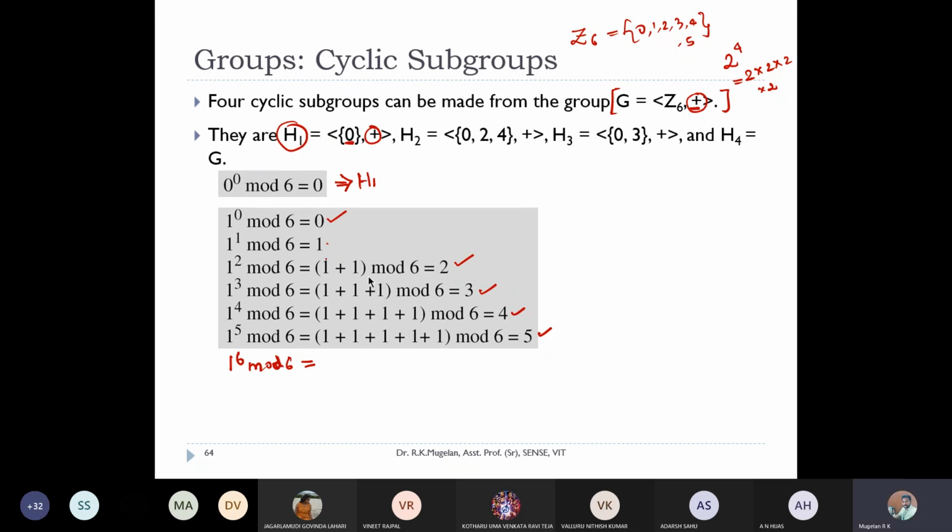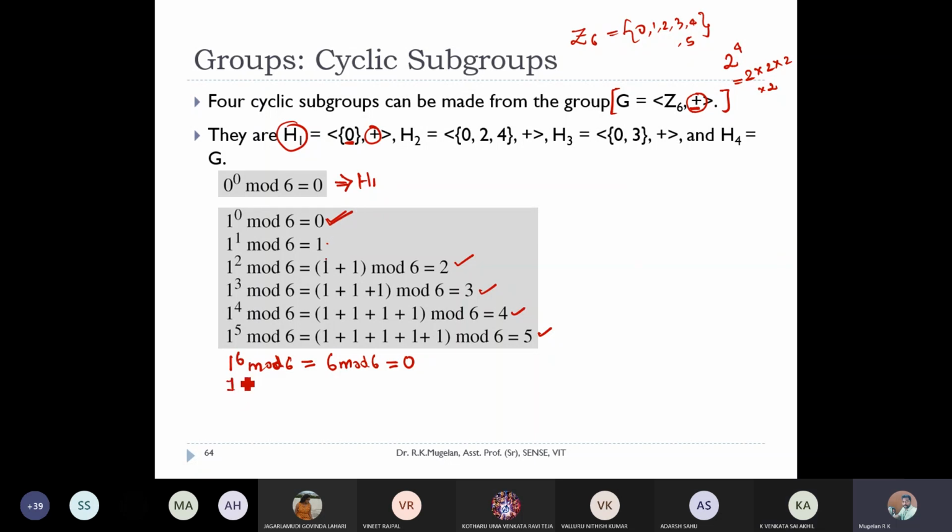Any idea why? 1 power 6 mod 6: you'll get 6 mod 6. What will the answer be? 0. Yes, 0. So you'll be getting the same value as the start.